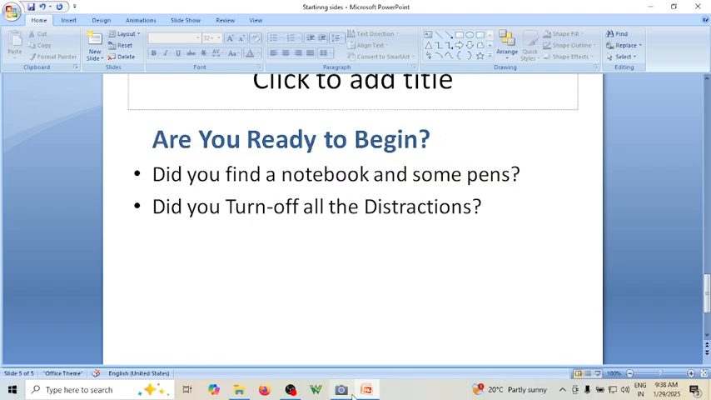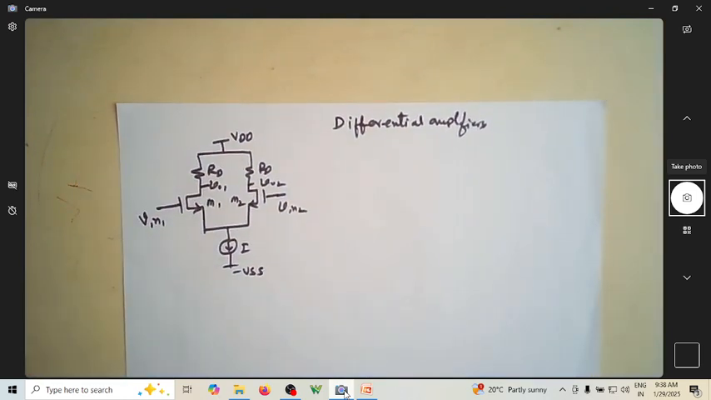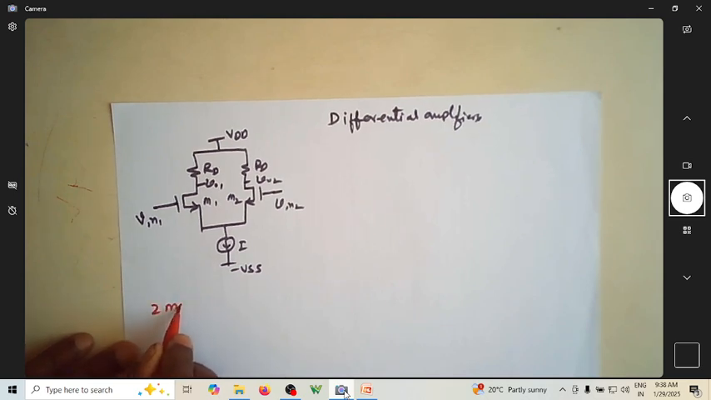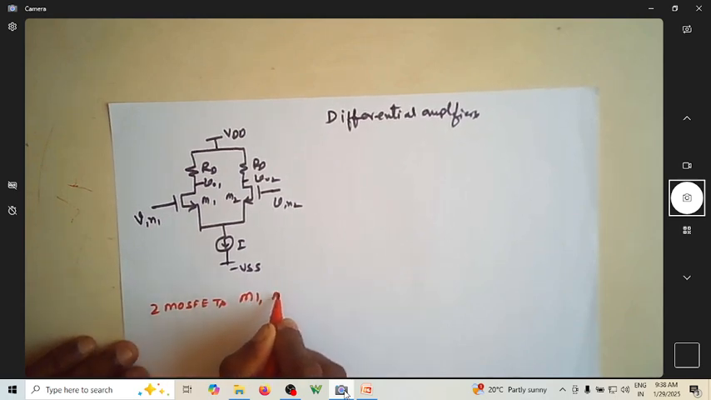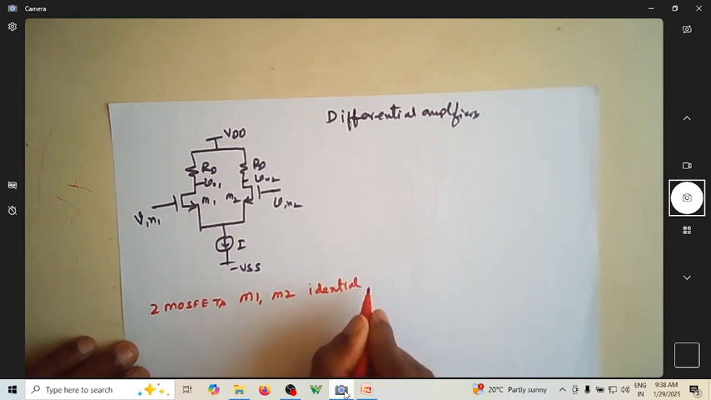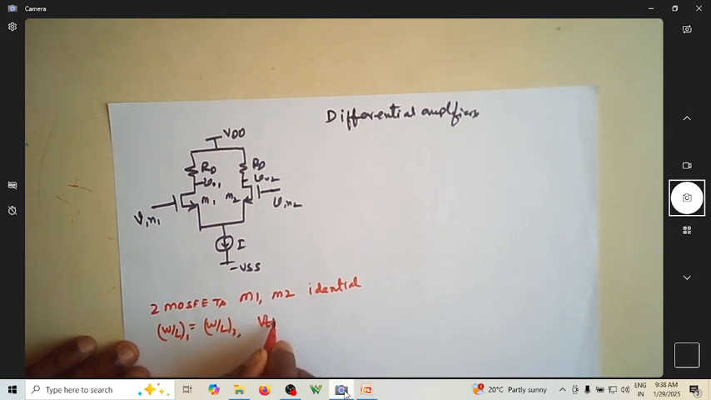So now, this is a differential amplifier circuit. Some of the assumptions we are making here are that the two MOSFETs, M1 and M2, are assumed to be identical. When I say identical, their W by L ratios, W by L of 1 is equal to W by L of 2, and their threshold voltage VTH of 1 is equal to VTH of 2.